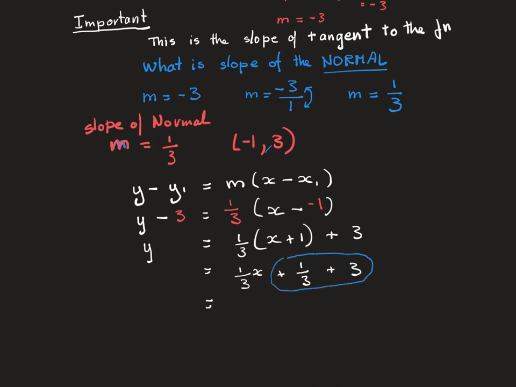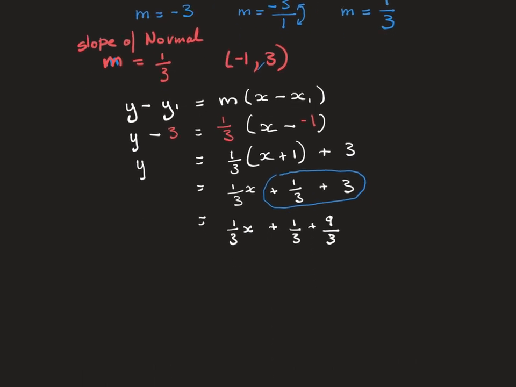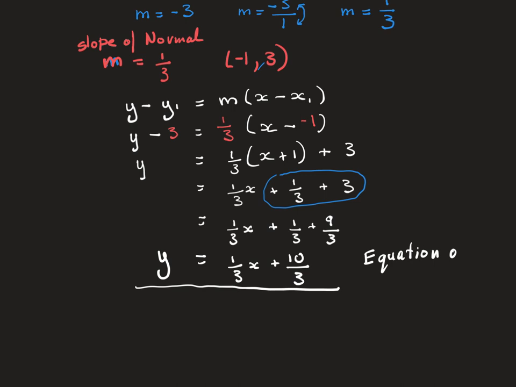Okay, putting them under the same denominator, we will get a third x plus a third plus 3 times 3 is 9 over 3. That's easy to add, and we finally end up getting 10 over 3, and that is our equation of the normal: y = (1/3)x + 10/3.